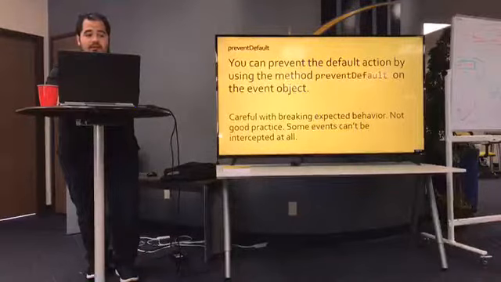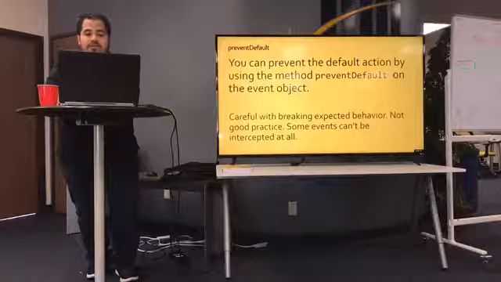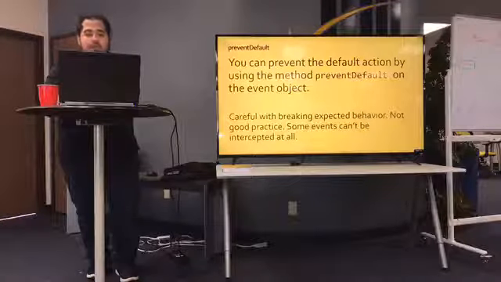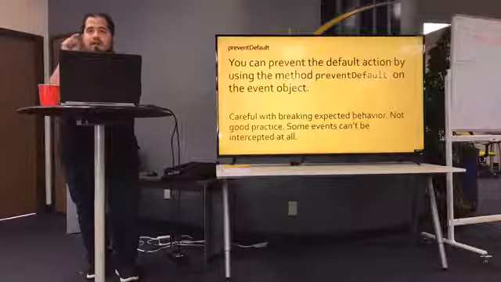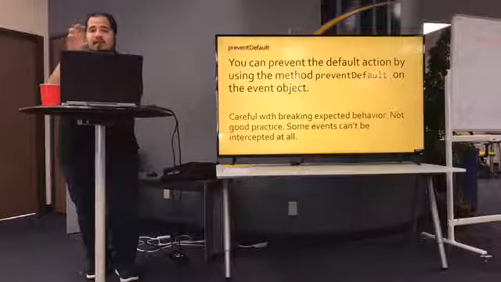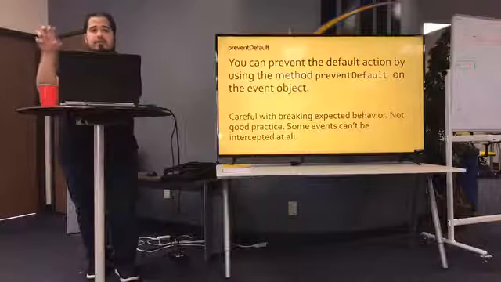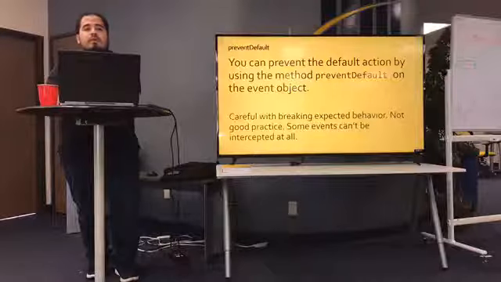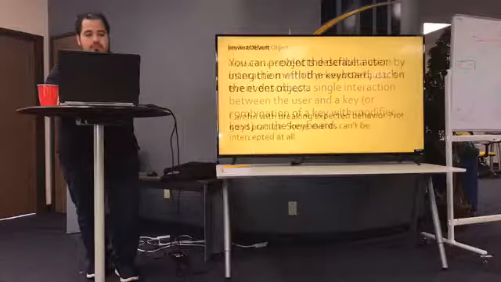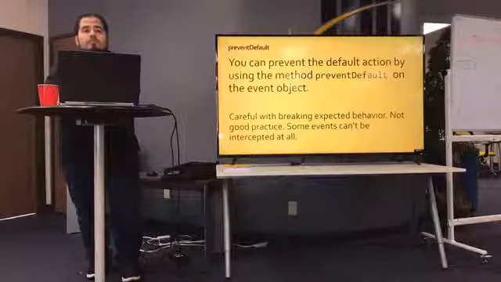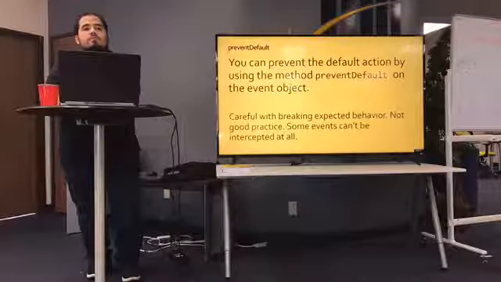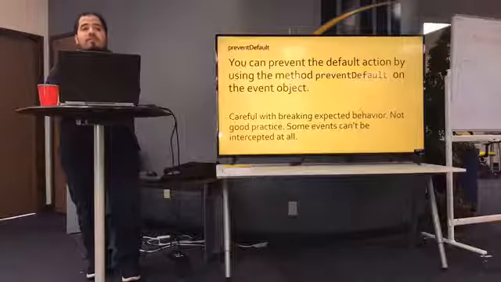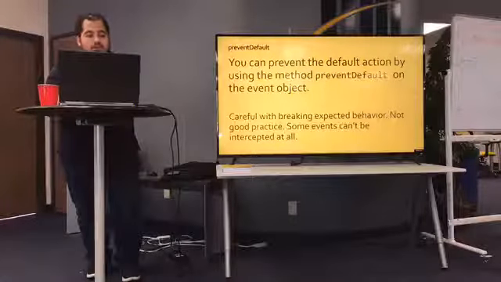So we do have a method called prevent default. You can prevent the default action by using the method preventDefault on the event object, right? A lot of the times you'll see it where you click on an anchor tag, and then you pass the event object into your function, and then you do e.preventDefault, right? And if you define your own event listener, does it automatically override the default one? No. You have to go in there and prevent default, right?